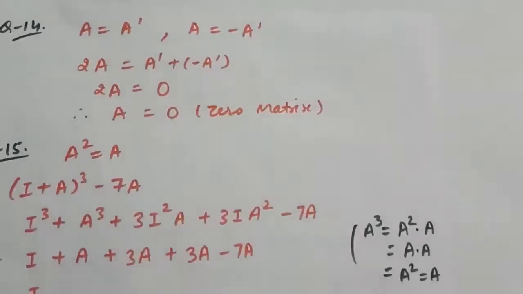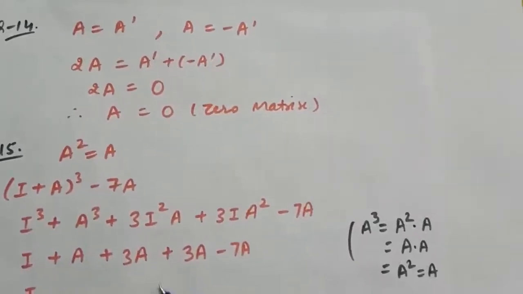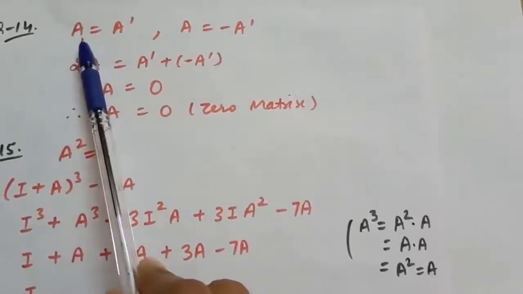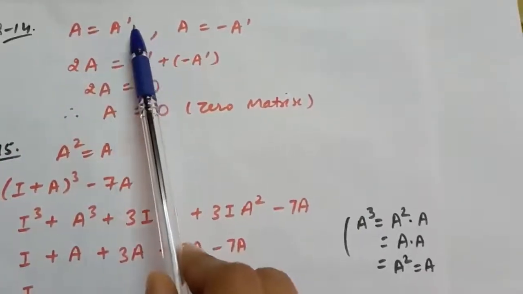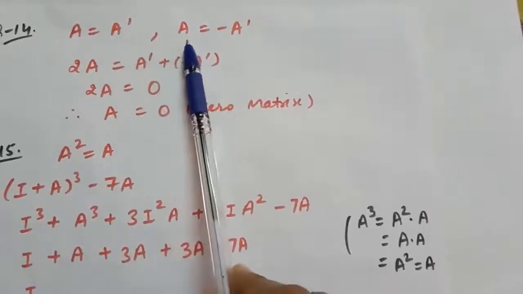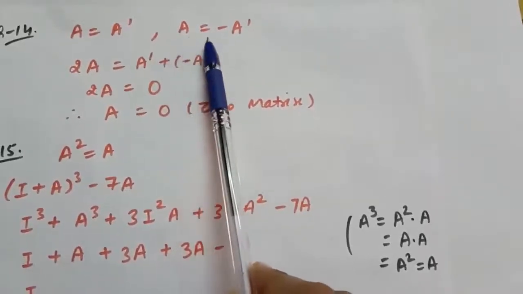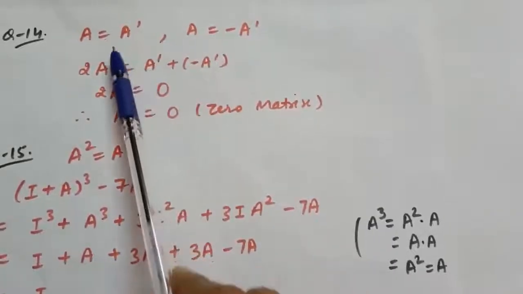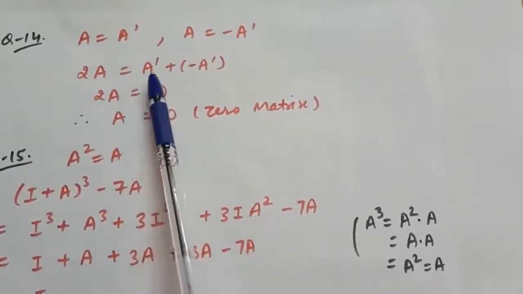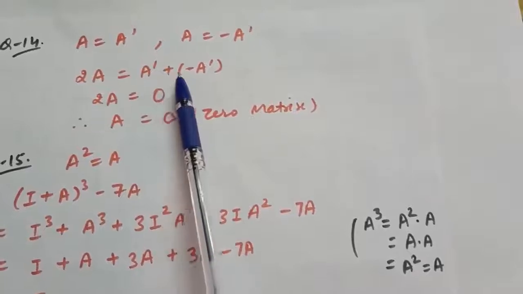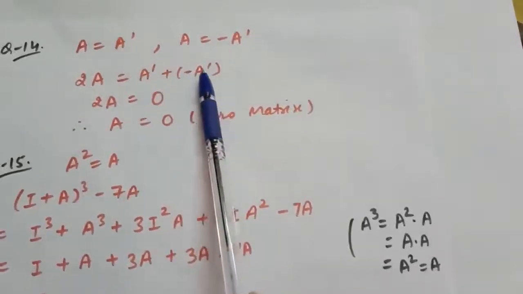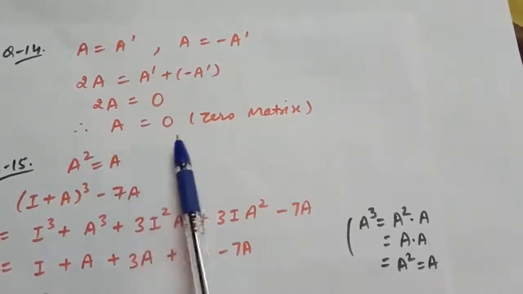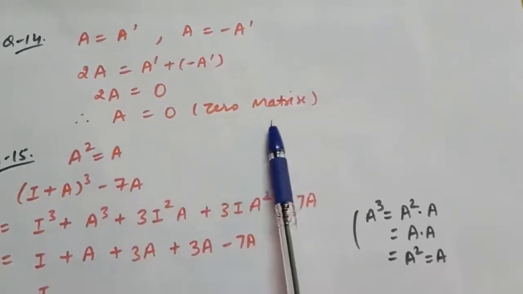Now question number 14. It is given that A is a symmetric and skew symmetric matrix. So if A is a symmetric matrix, then A is equal to A transpose, and if A is a skew symmetric matrix, then A is equal to minus of A transpose. Adding these two, you will get 2A equal to A transpose plus minus of A transpose. This is now a 0 matrix. Therefore, A is also a 0 matrix, right?